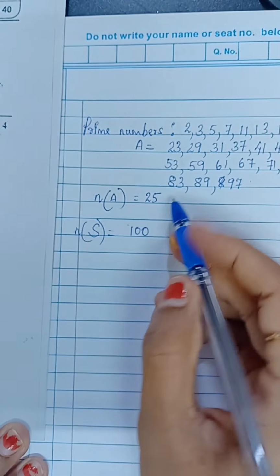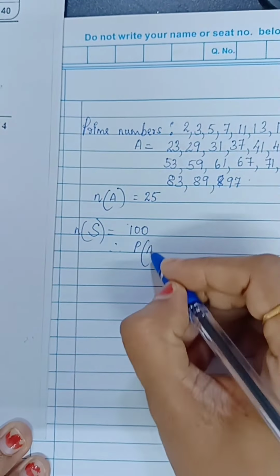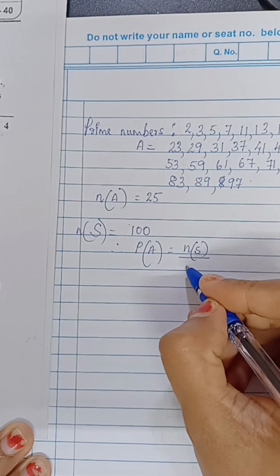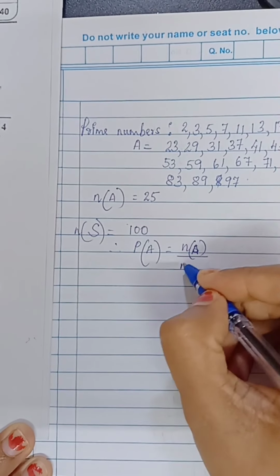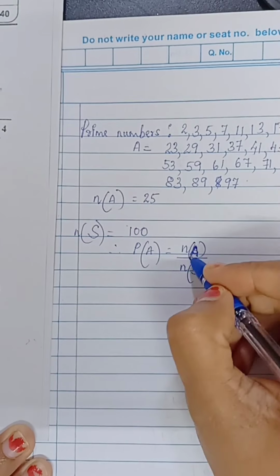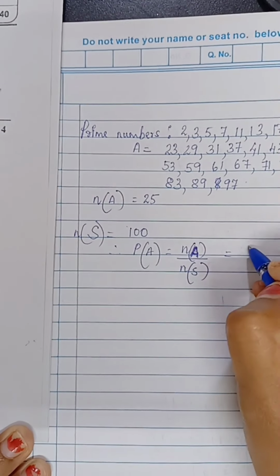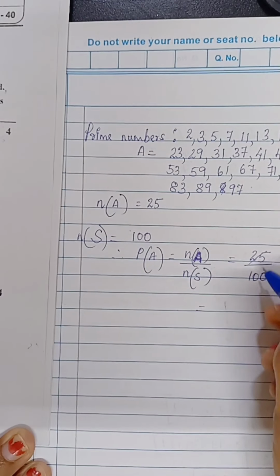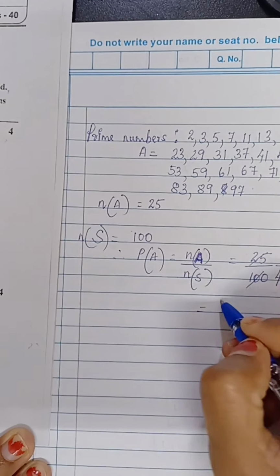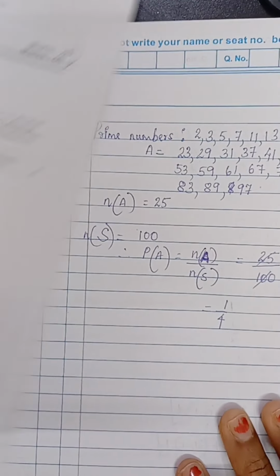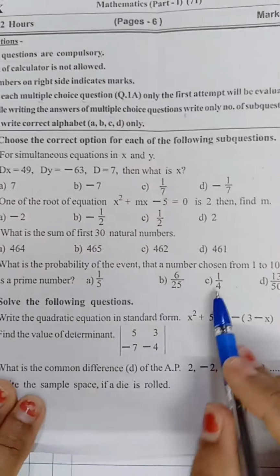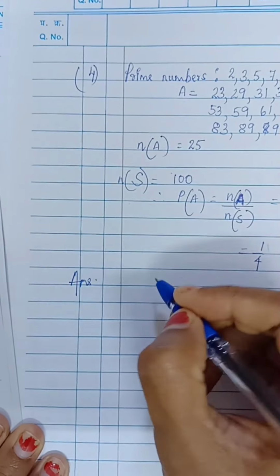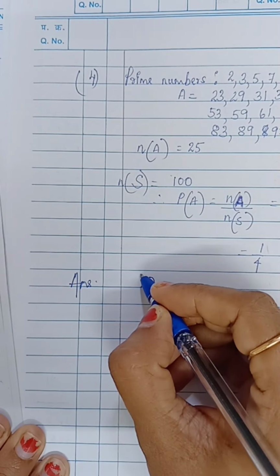Now probability of a prime number, P of A, is equal to N of A upon N of S. Correct? N of A upon N of S. So N of A we got 25, upon total numbers 100. So this will be 1 upon 4. Please check whether you have 1 upon 4 in this list. Yes, option number C. So you will write the answer: the correct option is option number C, 1 upon 4.